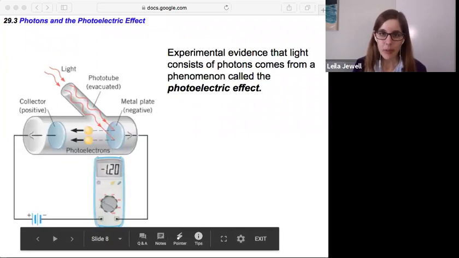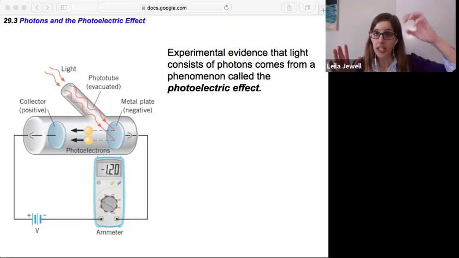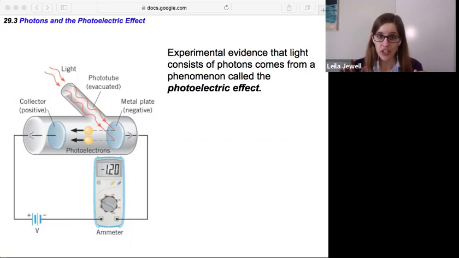Now, how did we come up with this idea of photons? Well, some experimental evidence that light consists of photons came from something known as the photoelectric effect. And that's that if you have two charged metal plates and you shine light on them, then at a certain energy, electrons start to eject from the metal plate and go to the opposite plate. If this is the negative plate and there's an electron there, it's not going to want to hang out by the negative plate. It's going to be attracted to the positive plate.